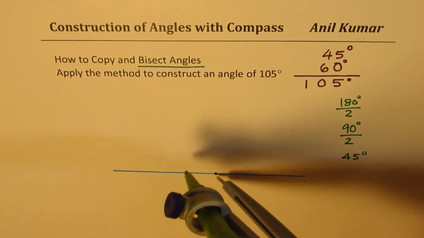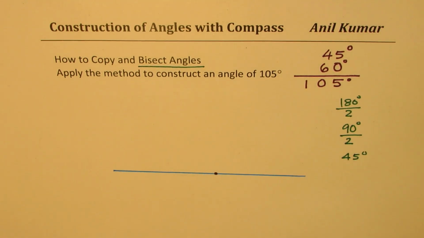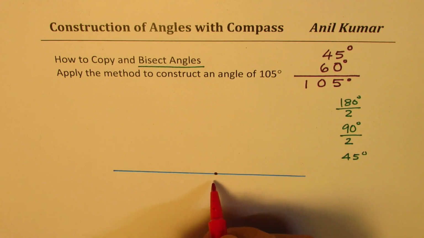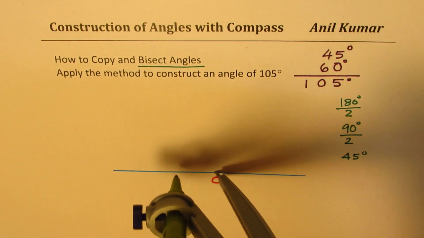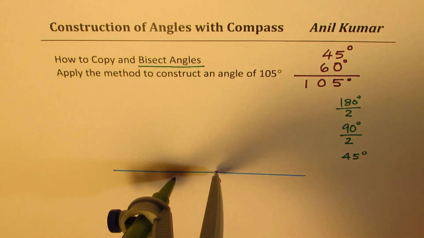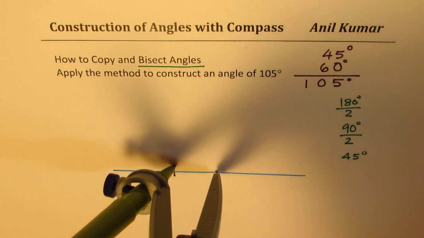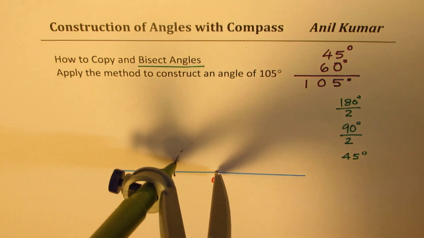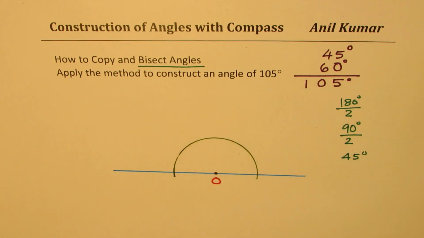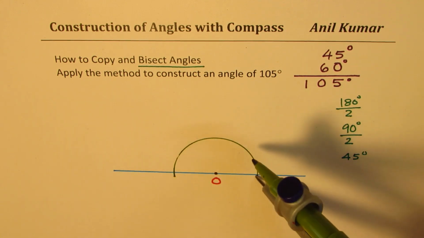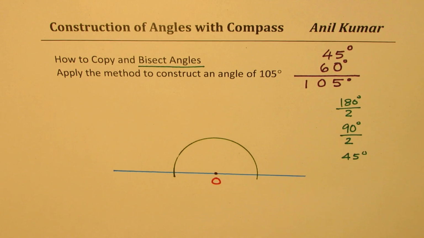So let's see. Step number 1 is mark a point, and let's call this point O, right? Okay, and now we'll just make a semicircle kind of a thing. We are only interested in the points which cut this line, but I'm trying to make a semicircle. We'll use it later, but we are mainly interested in only finding these 2 points which intersect the whole line.